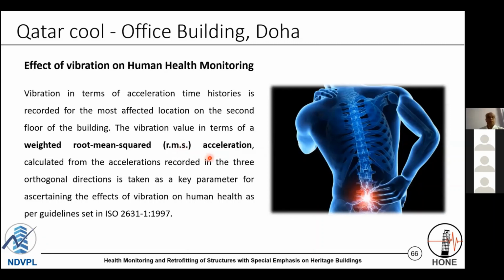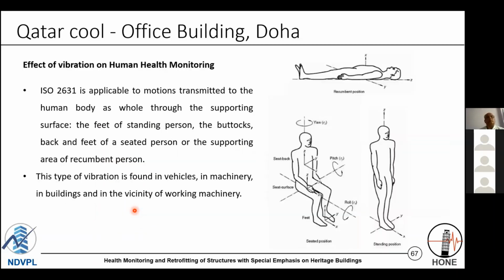The second part is, as I said, about human health, and that is typically related to acceleration value, RMS value, average acceleration. Again, there are different codes available. We refer to ISO for that particular problem. It's a very interesting problem.